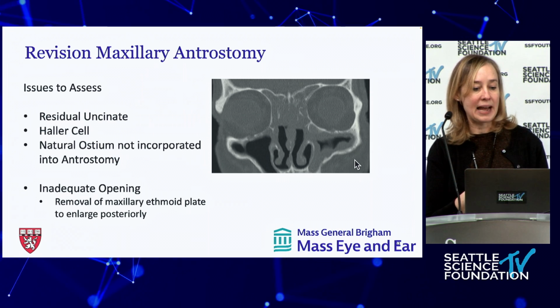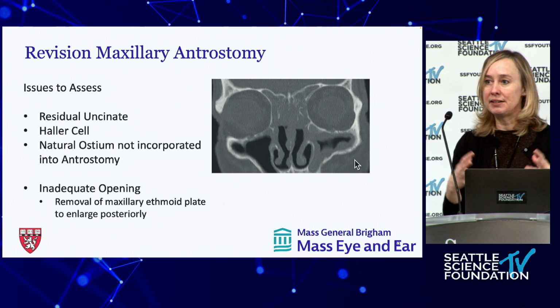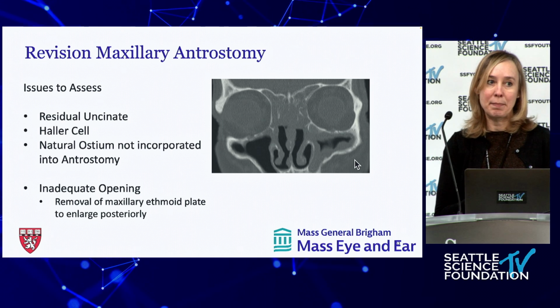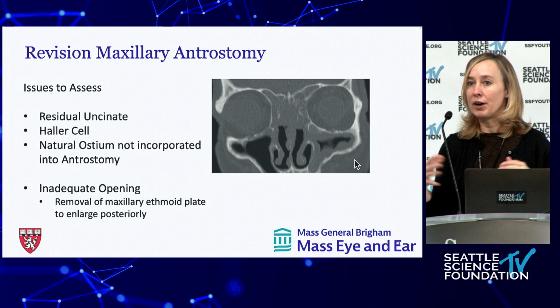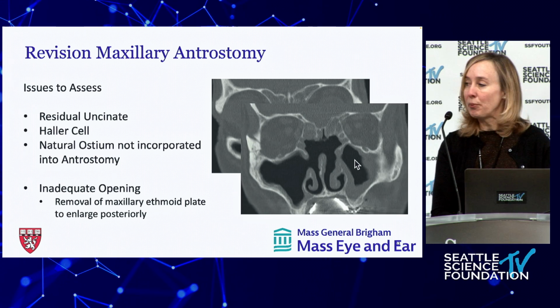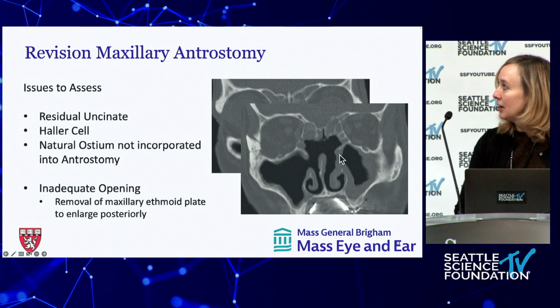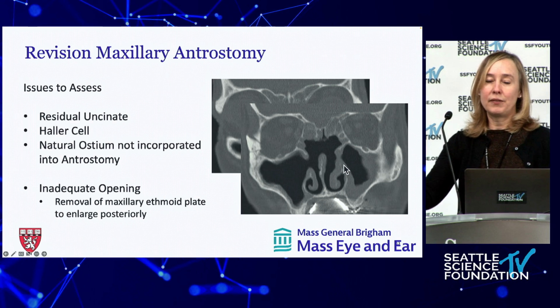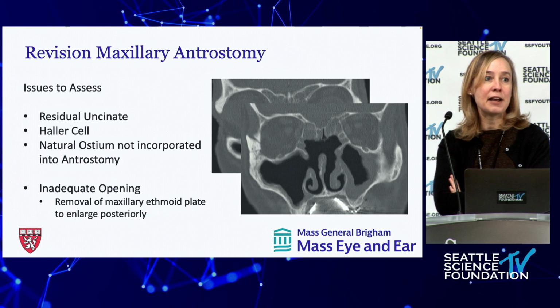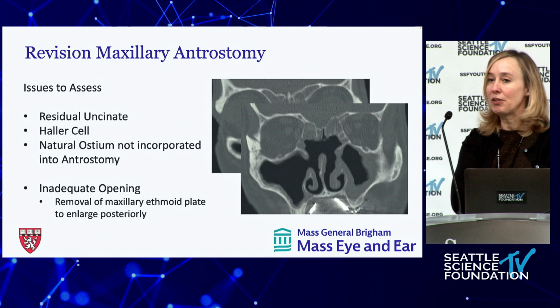So the opening might not be adequate, or there are times that you actually need to extend the opening, make it larger, make a bigger opening, and do a more advanced procedure. The other thing that I think is really important is this maxillary ethmoid plate. So this back part right here, there's a lot of opening that you can extend very easily by removal of that maxillary ethmoid plate to make the antrostomy larger.